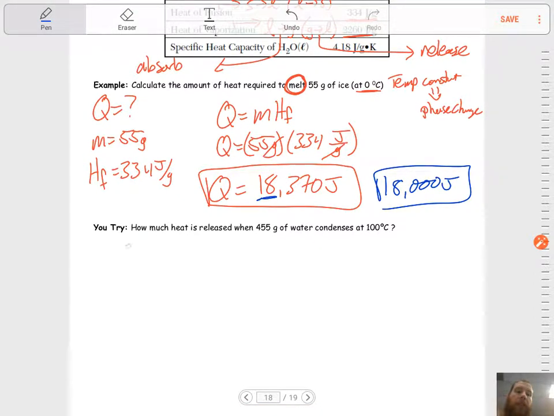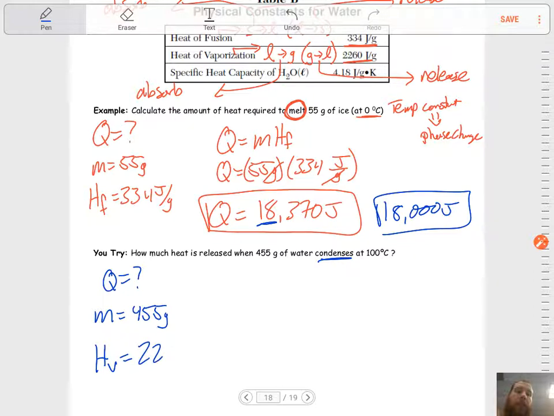All right, here we go. So I'm looking at how much heat is released. So Q, I've got a mass that is 455 grams. Condenses, that's my key word. Which H am I going to use? So it's HV. Okay, so I'm going to look at HV, that's 2260. Notice it's released as well. So what would be my final answer then? Okay, think about that. This is negative 2260 because we're releasing, we're condensing, we're going from a higher energy state, which is a gas, to a lower energy state, which is a liquid.